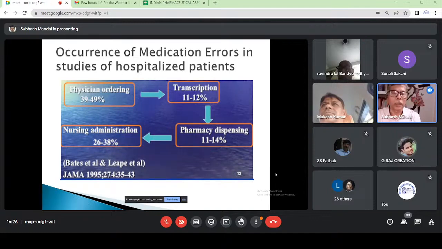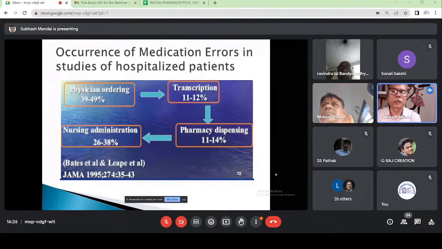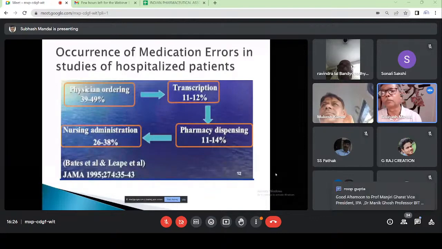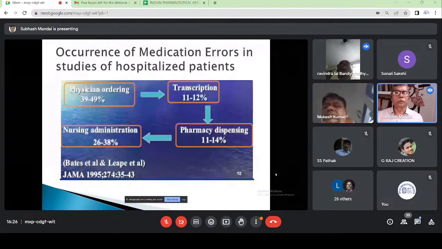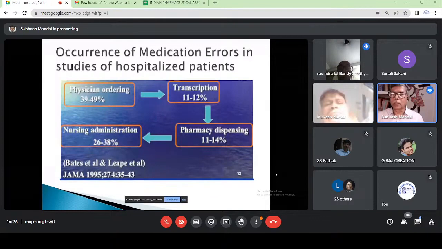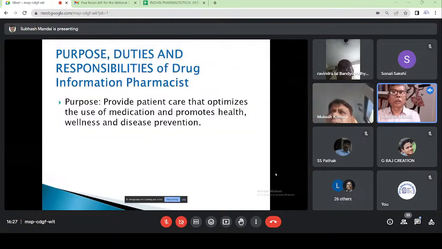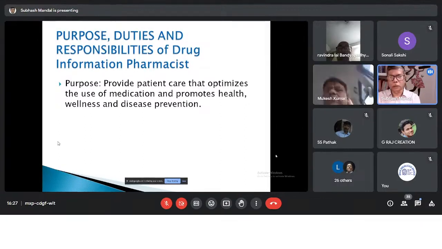Well, let us see what the different medication errors are. Firstly, the result of a study published in JAMA says that the error due to physicians ordering is 39 to 49%. Similarly, in case of transcription of the order, it is around 11 to 12%. In case of administration, which is done by the nurses, it is around 26 to 38%. And the error in pharmacy dispensing is 11 to 14%. So you can understand the magnitude of the harm the system is suffering due to different errors in medication.